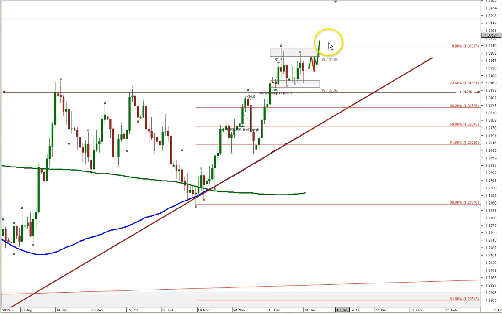Now the market came down already to the 23.6 retracement level. It did not come down to the 38.2. So are we done? Is the market done? Did it hit the level that it's going to retrace at and take off again, or is it going to come down more to this 38.2 or 50% retracement level? So right now we don't know.